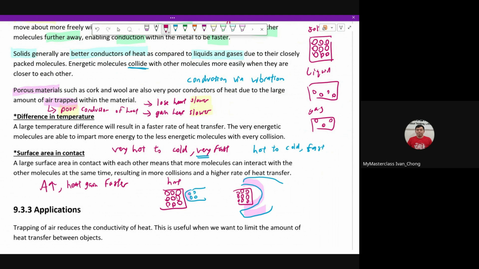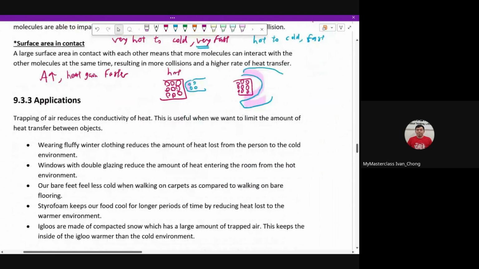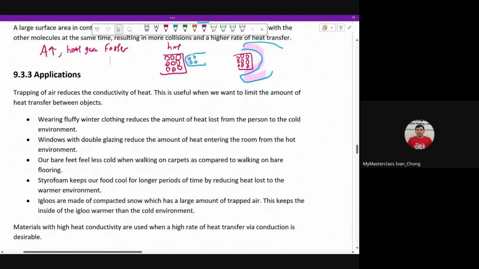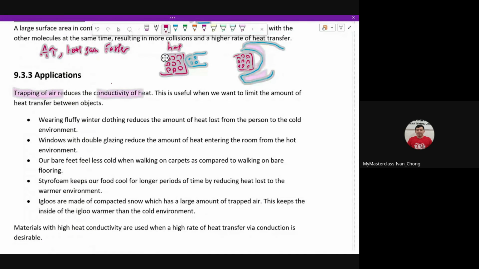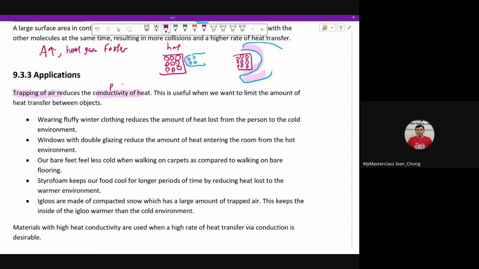Okay, so do take note about this. Now, for your applications, first thing, trapped air, as I said, is very, very good at being a poor conductor of heat. So the thing is, you want to slow down heat transfer, which can be gaining heat or losing heat. You just want to slow down the heat transfer.